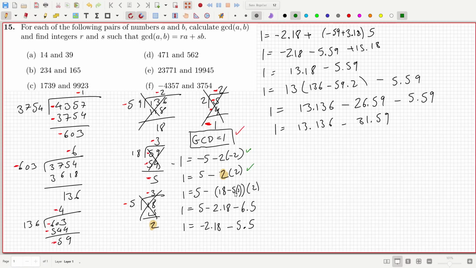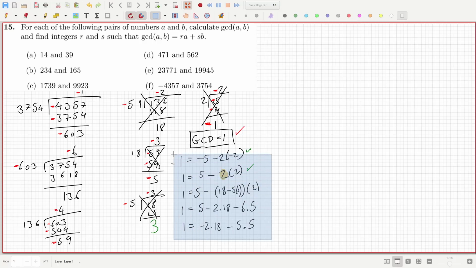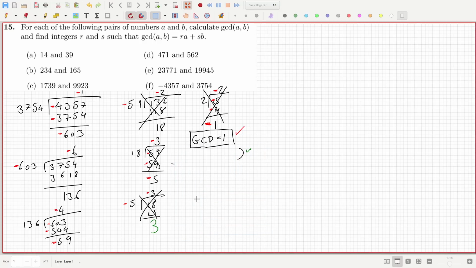Oh, 5 times... that's a tree. Oh my. That's a tree. No. Oh dear.